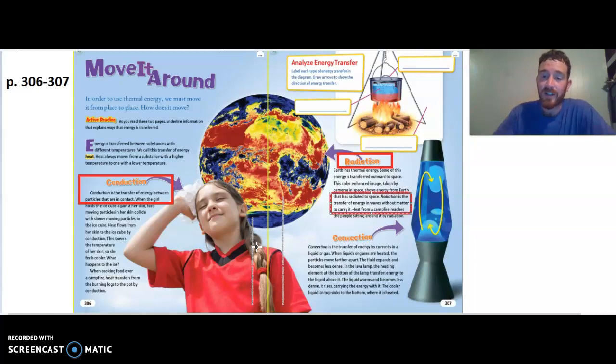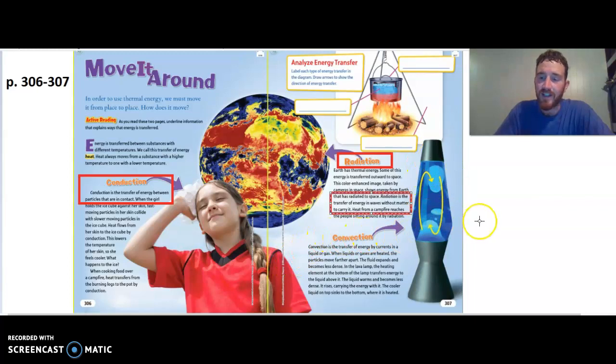We can get our hands close to the fire enough to feel the heat, but we don't have to actually touch it. We can be a distance away, depending on how powerful, how strong or big the fire is, and that's radiation. So conduction is directly touching. Radiation is traveling through matter, and we can feel that heat from a distance away. The last one is called convection.